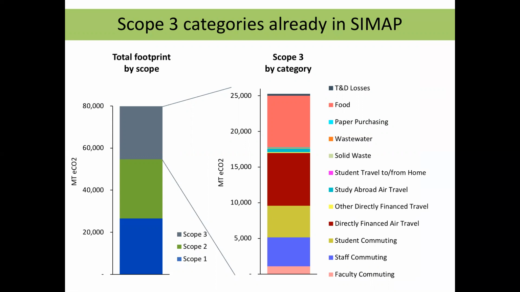And the distribution that you see here is fairly typical of what we see across colleges and universities for their Scope 3 footprint. So in general, commuting tends to be a pretty large category for Scope 3. Directly financed travel is also generally a pretty big category. Study abroad can be large for universities that have a significant study abroad portion of their campus activities. And for campuses that are adding in food, we're finding that this can be a pretty big part of the Scope 3 footprint.